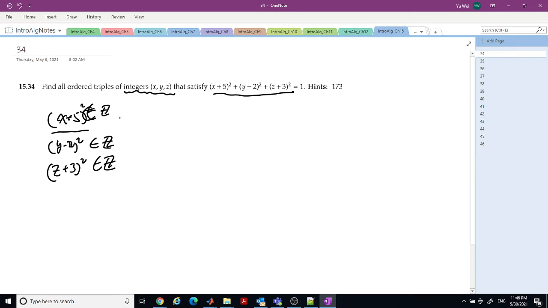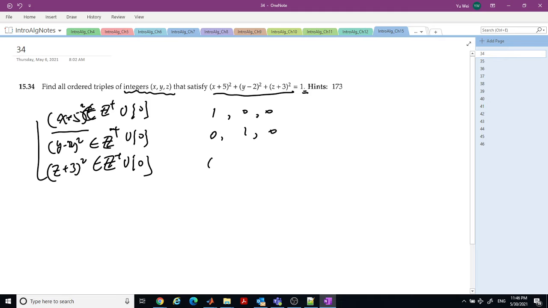So these all belong to the positive integers or 0, right? Now you can see, because the sum is equal to 1, there are only three possibilities: 1 0 0, 0 1 0, and 0 0 1. So now let's find the solution for each of them.